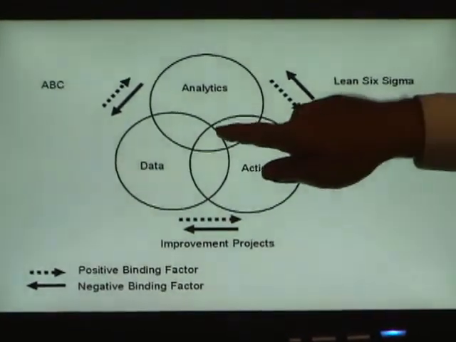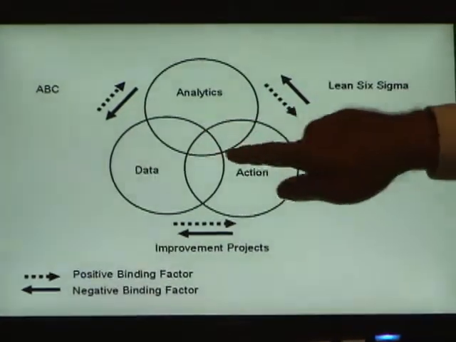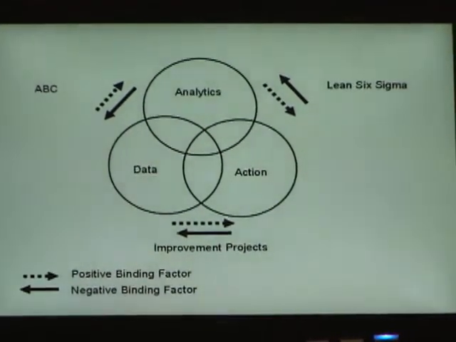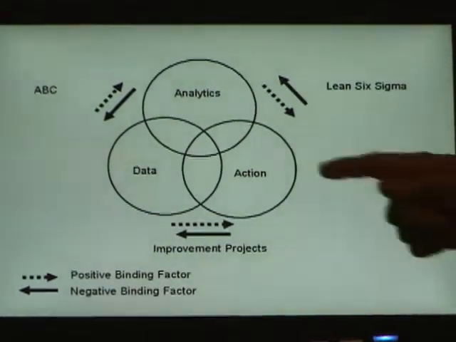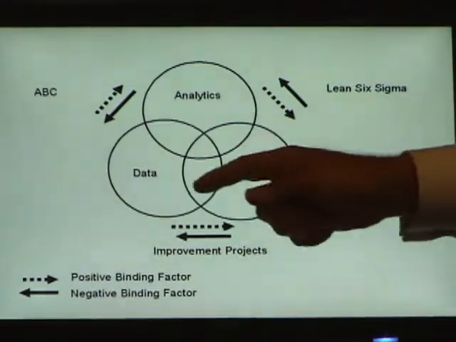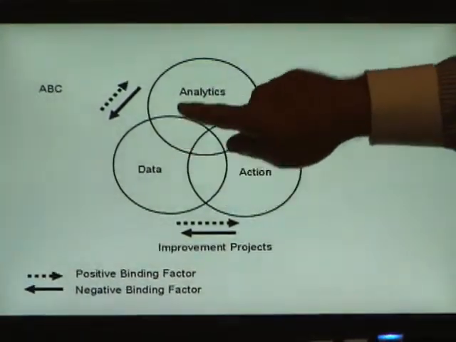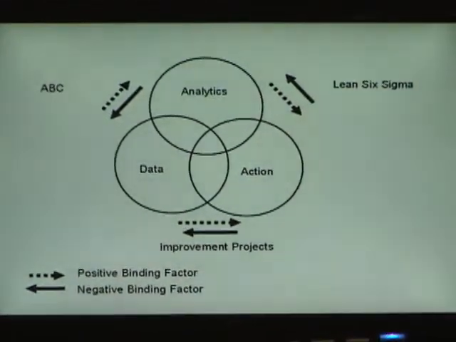And it's only when we get the triangulation of these 3 factors, where we have the right data, we're doing the right analytics, and we're really taking the right action, will we create value. So what John talked about was this bonded these two, but only because there was a champion.